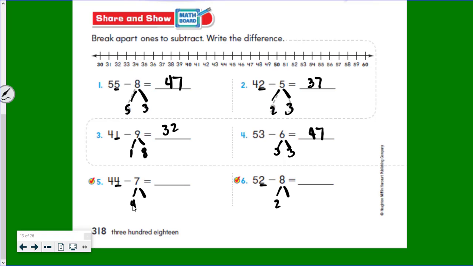Then this one, let's see, 4 plus a number equals 7, 4 plus 3. Okay, we got to take away the first 4, that'll give us 40, and then we got to take away 3. So 40, 1, 2, 3, 37.